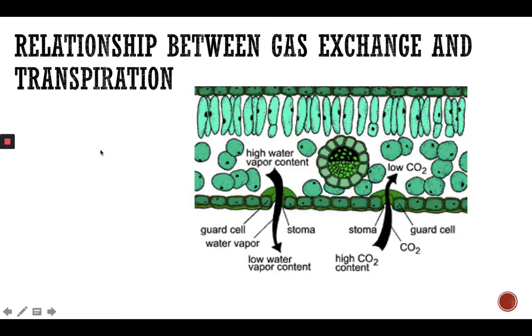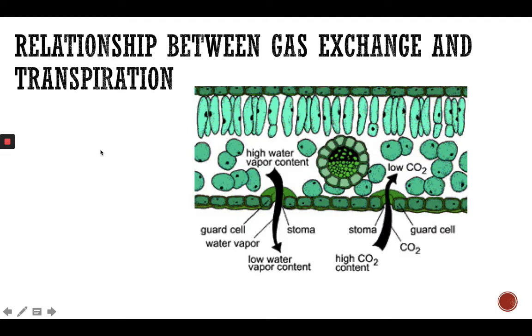So here, guys, the next slide is the relationship between gas exchange and transpiration. In the previous year, we learned about gas exchange and transpiration in plants. So, guys, you know that plants also have gas exchange during photosynthesis, or they can breathe, take in oxygen and give out carbon dioxide, unless they are doing photosynthesis.